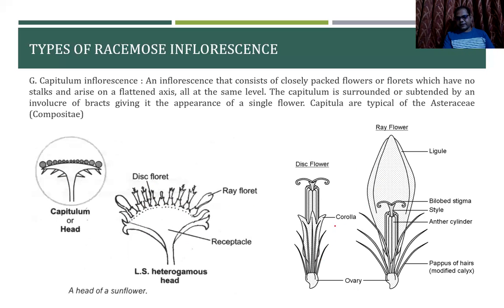If you see the structure of the disc floret, we have got the ovary and the bilobed stigma and style here. We do not have the ligule formation here. We have got the corolla that is very small. But in the ray florets we have got the ligule formation. Here we have got the hairy structure that is the modified calyx, known as the pappus of hair.